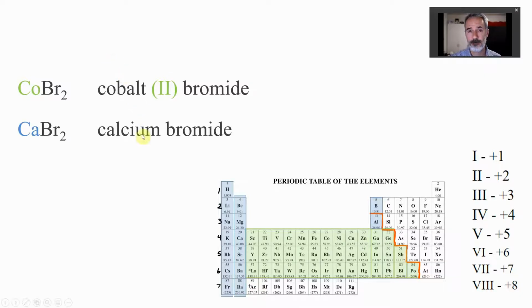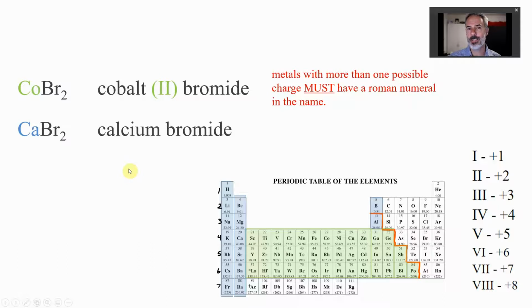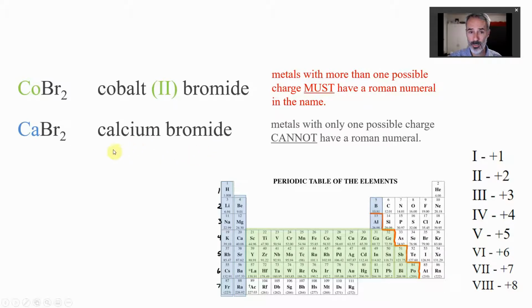Simple enough, right? So the important thing here, before we get to how we figure out the Roman numeral, whether it should be 2 or 4, that kind of thing, is to know when to do it. So in other words, it's only the metal, the front ion, that we need to think about. Metals with more than one possible charge require a Roman numeral, but ones that don't have more than one possible charge cannot have one. In other words, if we put one in here, we would get this incorrect. That's not how chemists do it, right?